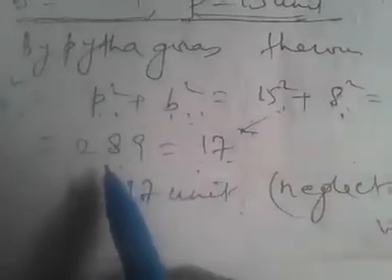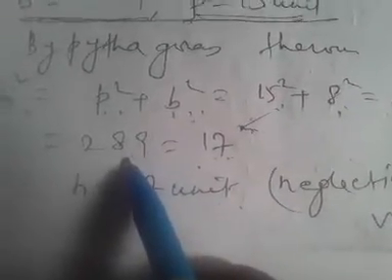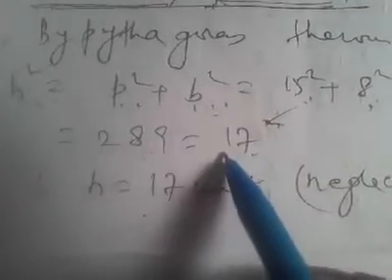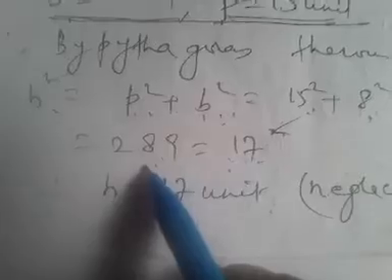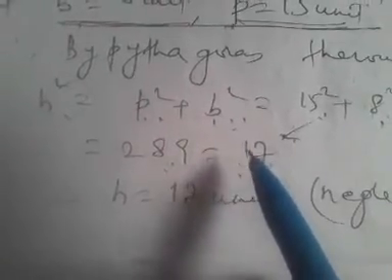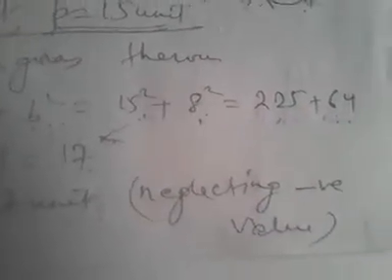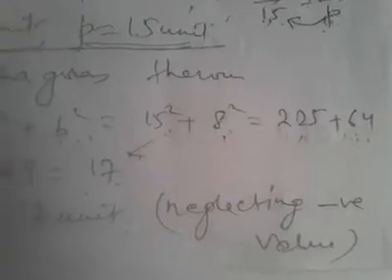Since we have two values for the square root of 289 over here, one is plus 17 and another is minus 17. If we multiply 17 by 17, we get 289. And if we multiply minus 17 by minus 17, we again get 289. So, we have to indicate over here that we are not taking the negative value. We are neglecting the negative value.